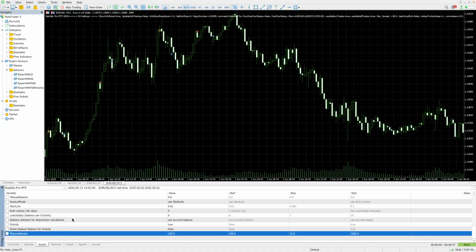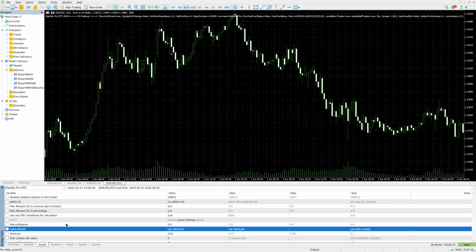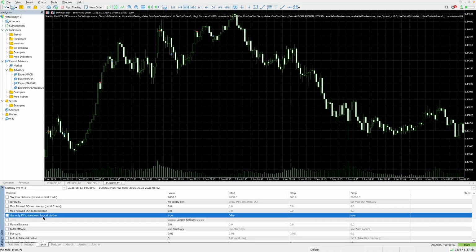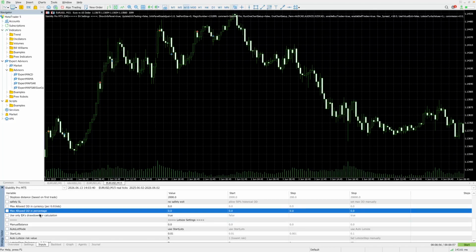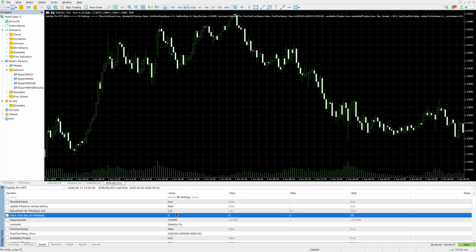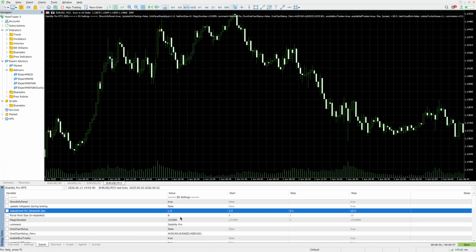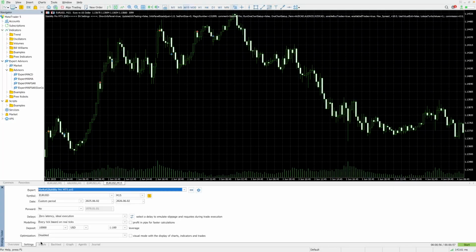We have the max lots, the auto lot mode, the manual balance. You can use the EA only for drawdown calculation. We also have the max allowed drawdown in percentage, depending on what you want. Now these are the default settings from the developer. I used these defaults to run a backtest on EURUSD on the 15-minute time frame as recommended, with a $10,000 deposit from June 2025 to June 2026. And the result was a small net profit of about $39.